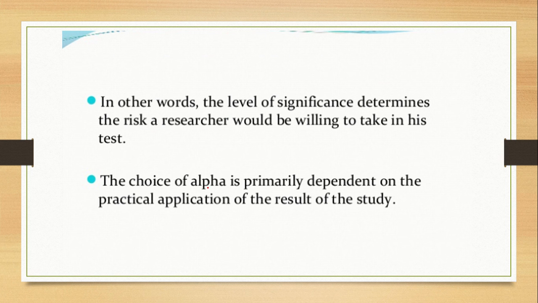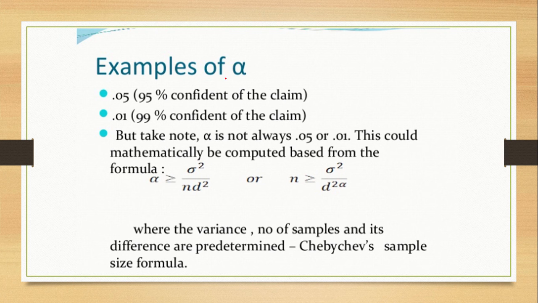So the choice of alpha is primarily dependent on the practical application of the result of the study. For example, we have here an alpha of, say, 0.05. So it means 95% confident of the claim. Okay, or if you have 0.01, it means that you are 99% confident that the researcher's claim is correct.